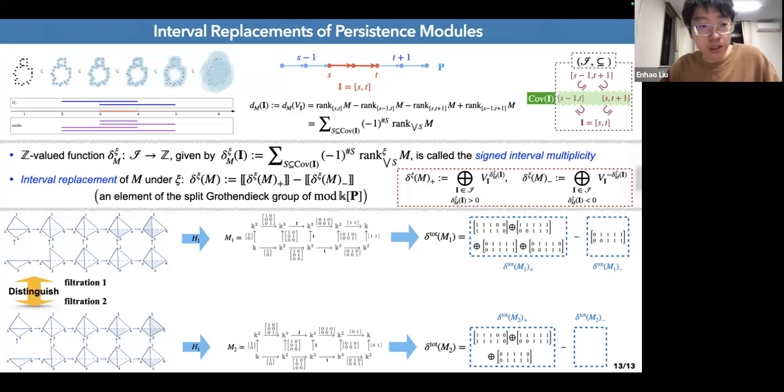But you can compute the interval replacement. So for M1, you can see that it has four summands of positive part and one summand of negative part. But for M2, there is no negative part. It's purely positive part. So by this, because this is an invariant, it can distinguish them by looking at the replacement.